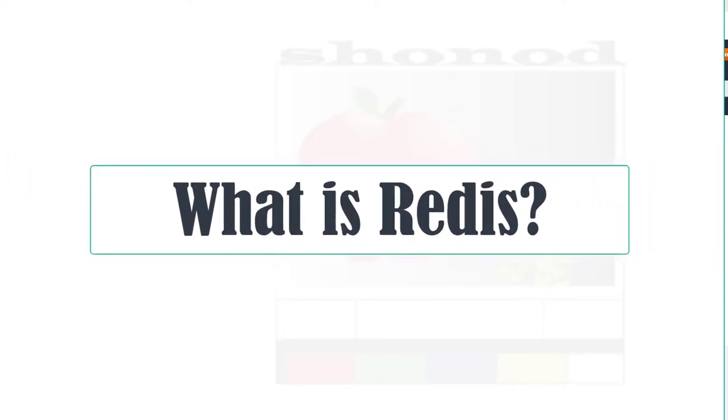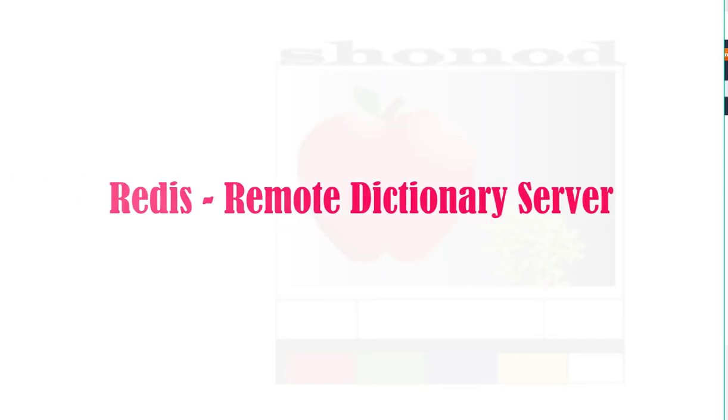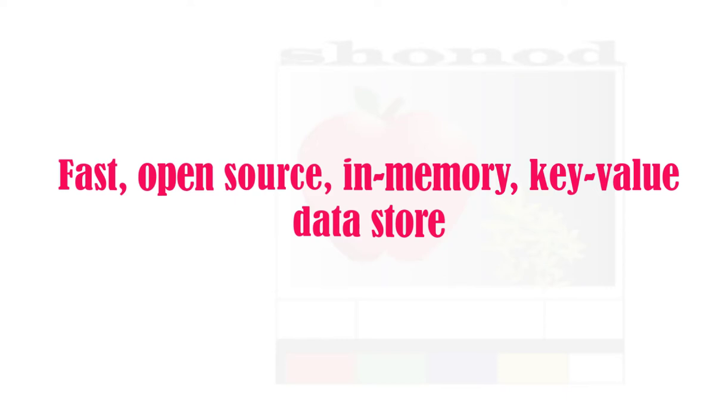What is Redis? It's actually a database that runs in the memory. So Redis, which stands for Remote Dictionary Server: RE for remote, DI for dictionary, S for server. It's a fast, open source, in-memory, key-value data store.